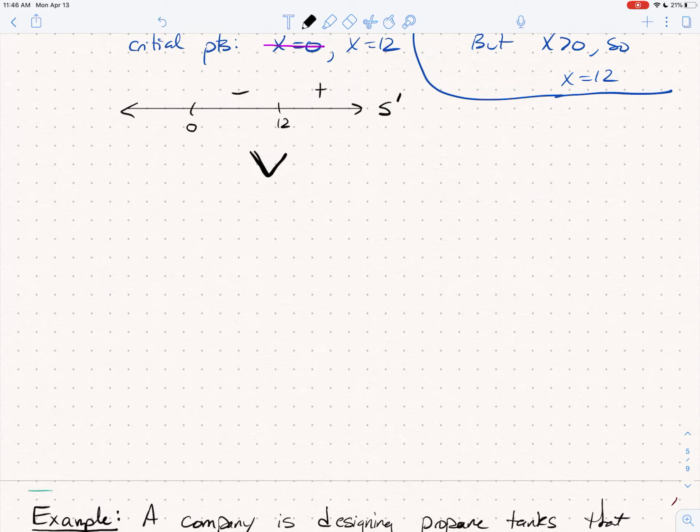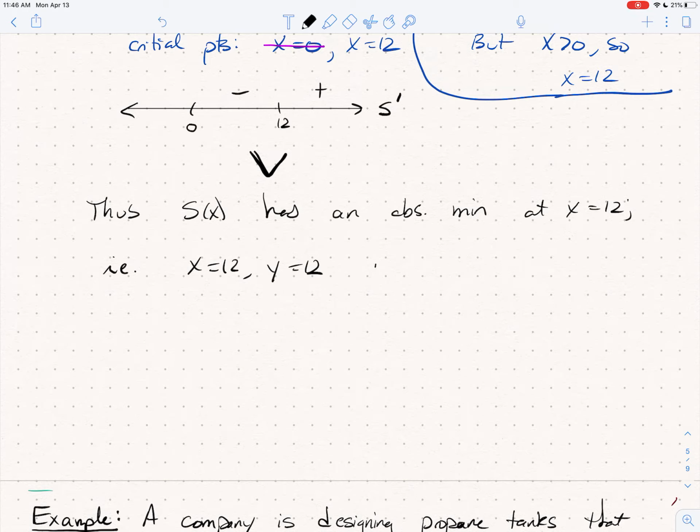So let's write this up now as best we can. So we can say, thus, S of x has an absolute min at x equals 12. And what does that actually mean for our problem? We wanted two positive numbers whose sum was as small as possible, whose product is 144. So we've got one of them, we need to find the other. We should say, i.e., x equals 12 and y equals 12 have product 144 and minimal sum.